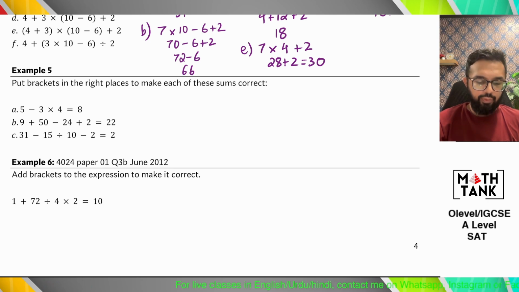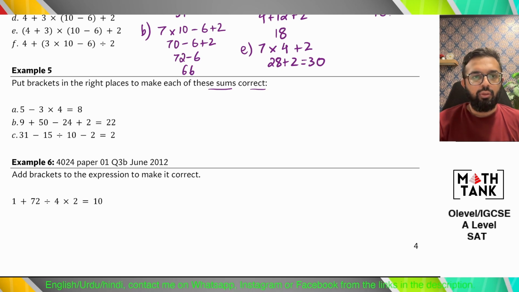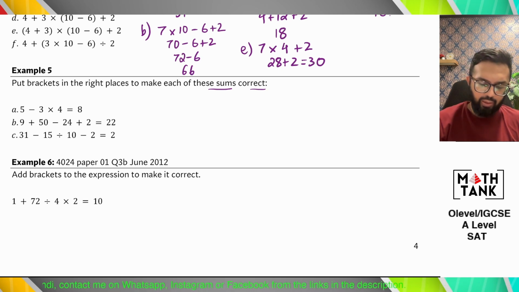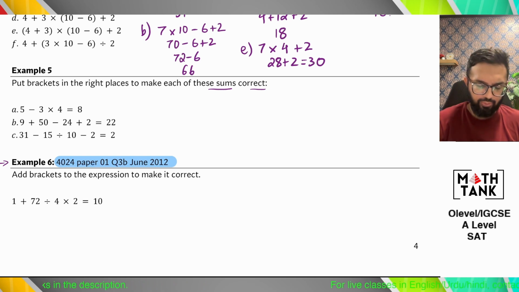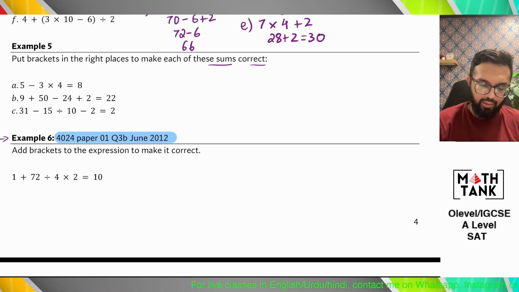Example number 5. It says put brackets in the right places to make each of these sums correct. Okay. Now this is a typical, why don't we do example 6 first and then we'll come back to example 5. Example 6 is a past paper question. And this is just one of the attempts. So I'm just going to show you that first. Now remember that you have to put in brackets to make these calculations correct.